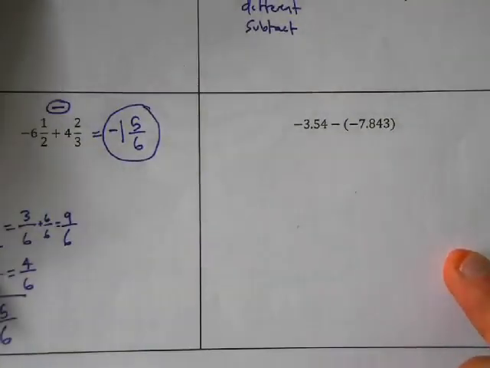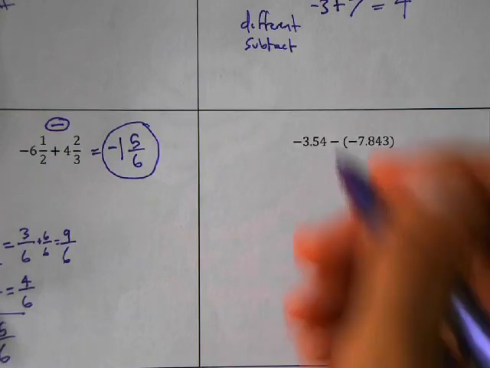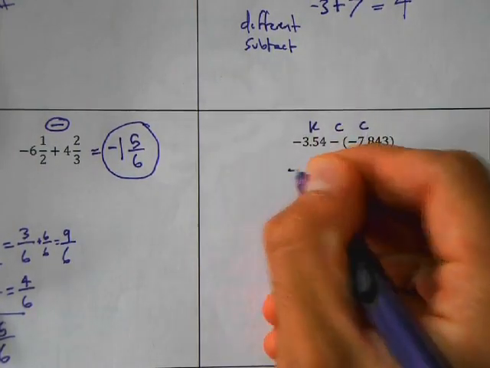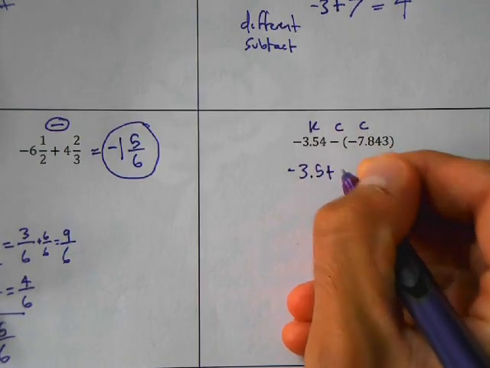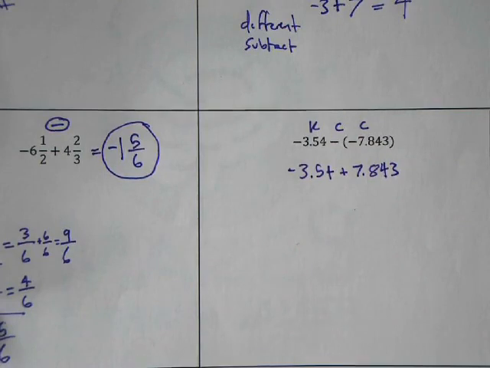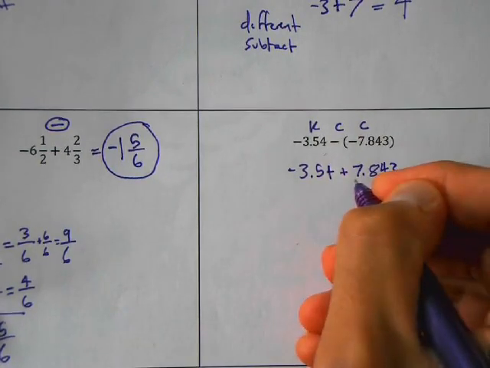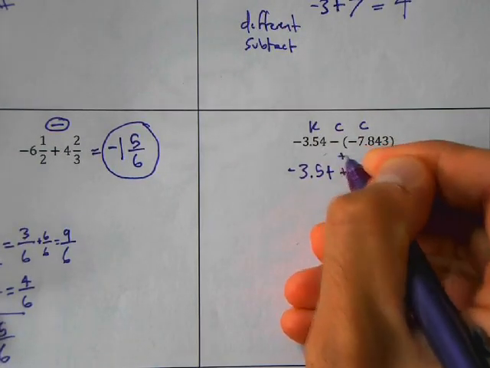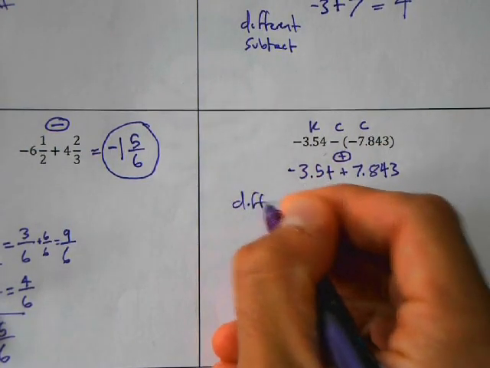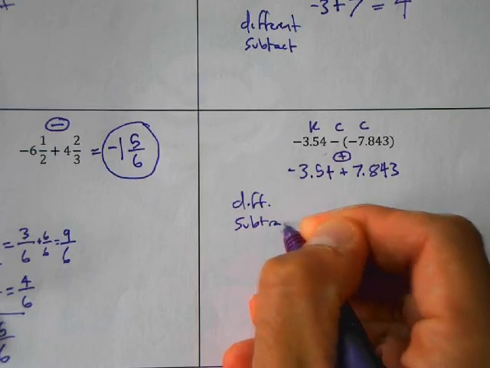This again should give us a number that's close to 4, because when we keep, change, and change, we get a problem that's very similar to the one that we just did. Only difference is we've got some decimals. This has a larger absolute value, the 7.843, so we know it's going to be positive. And I have two numbers with different signs, so I'm going to subtract.